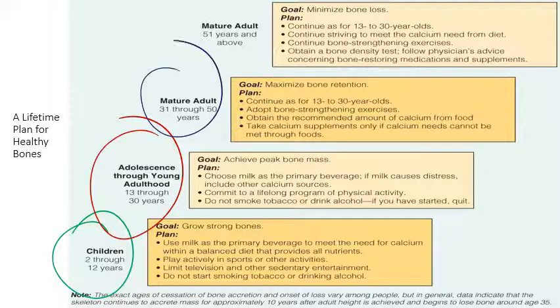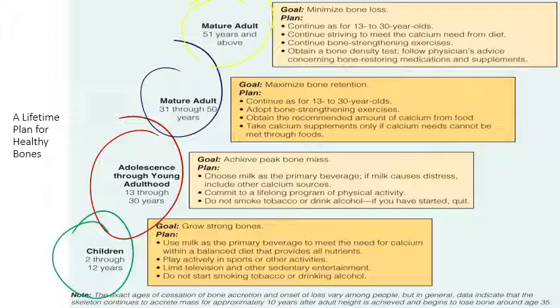Mature adult, 31 through 50 years old. Goal, maximum bone retention. The plan is to continue as for 13 to 30 years old. Adopt bone strengthening exercise like strength exercises. Obtain the recommended amount of calcium from food. Take calcium supplements only if calcium needs cannot be met through foods.